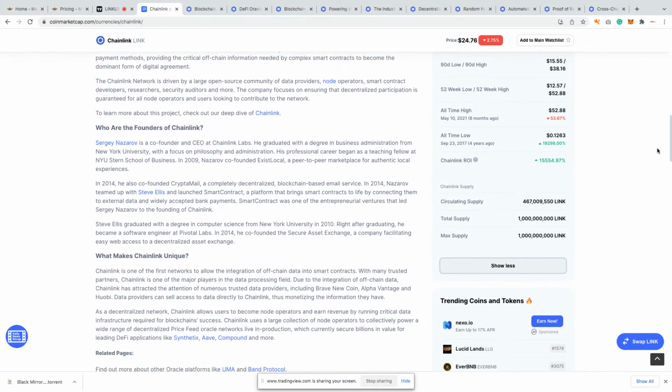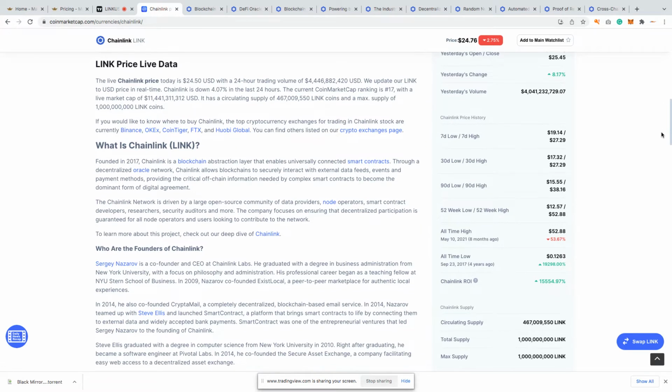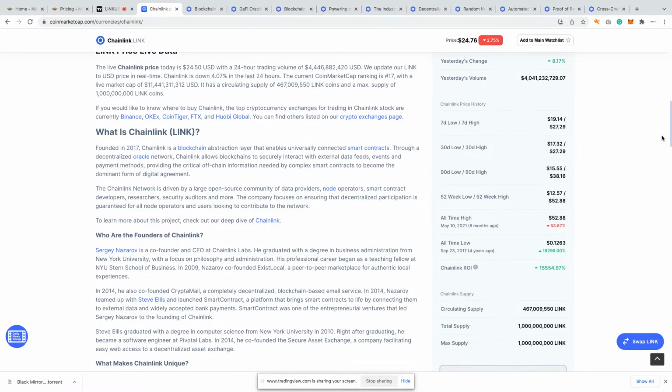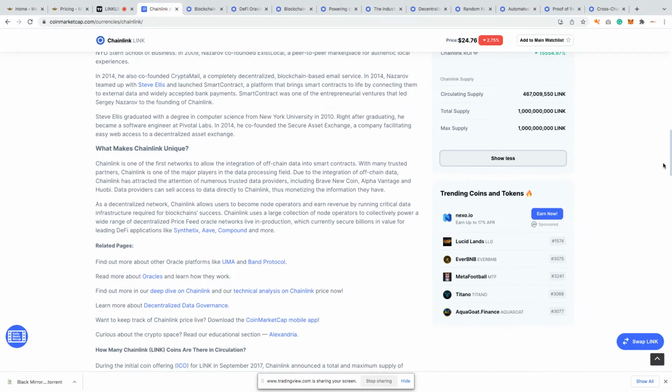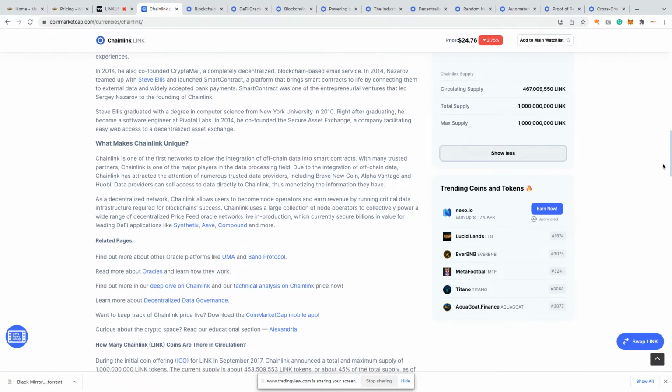So what I'm here to tell you is, what is Chainlink? Now, Chainlink is one of a kind. Founded in 2017, Chainlink is a blockchain abstraction layer that enables universally connected smart contracts. Now, Chainlink is one of the first networks to allow the integration of off-chain data into smart contracts. With many trusted partners, Chainlink is one of the major players in the data processing field.